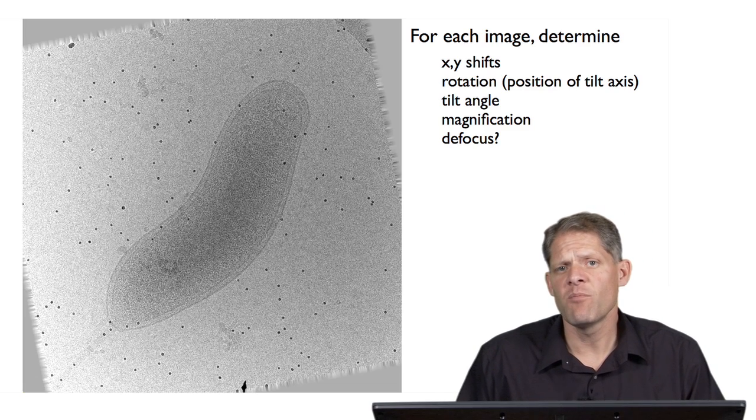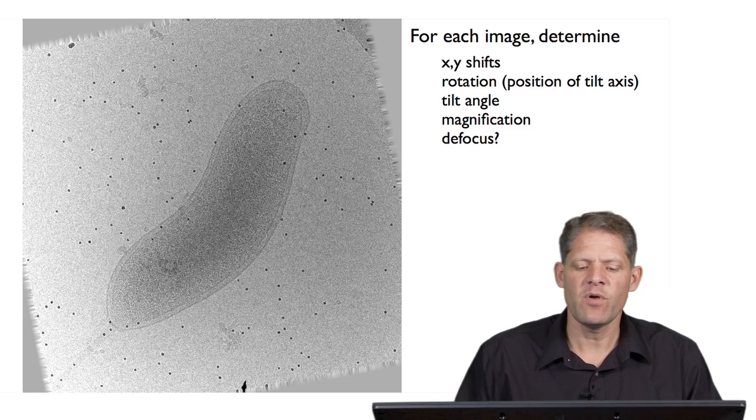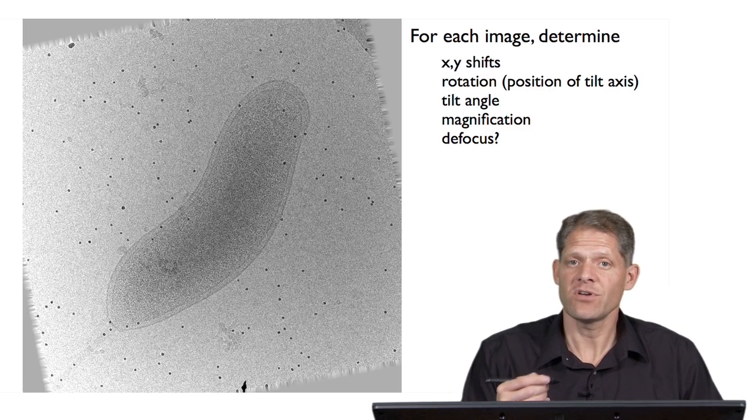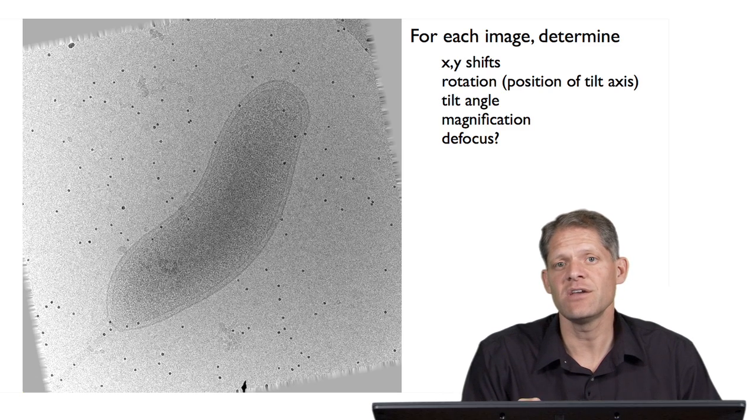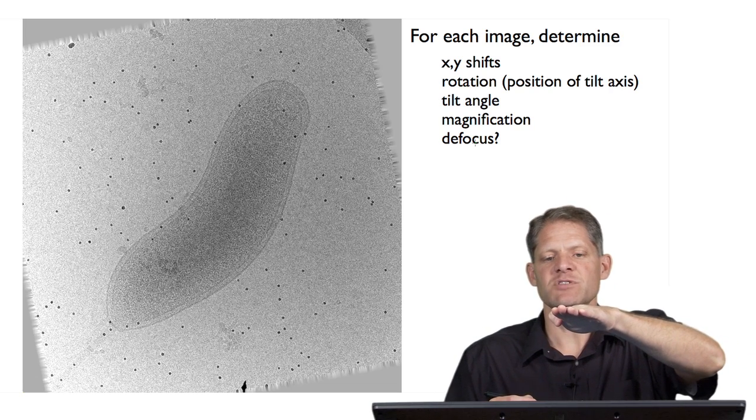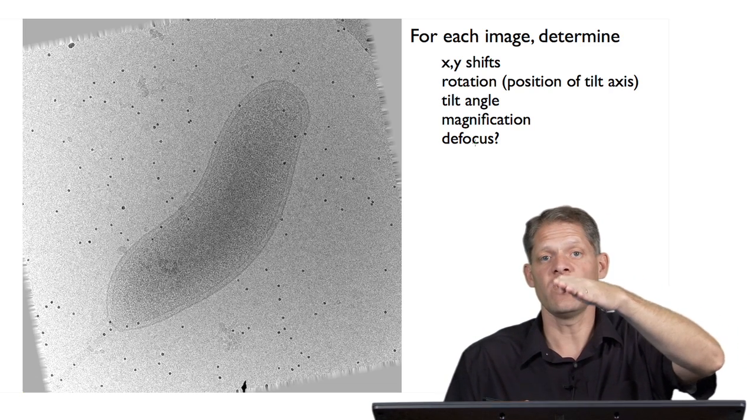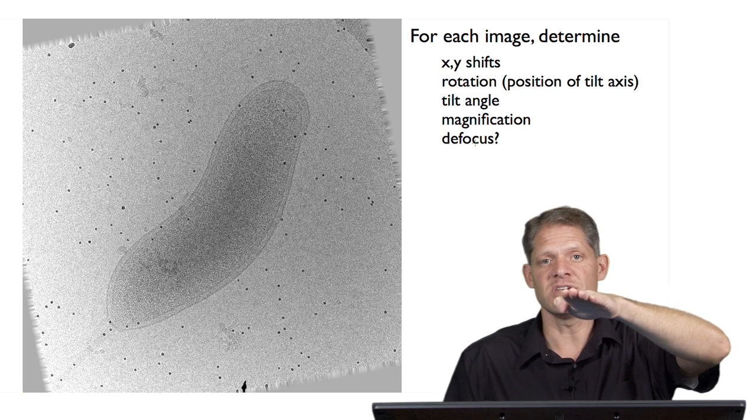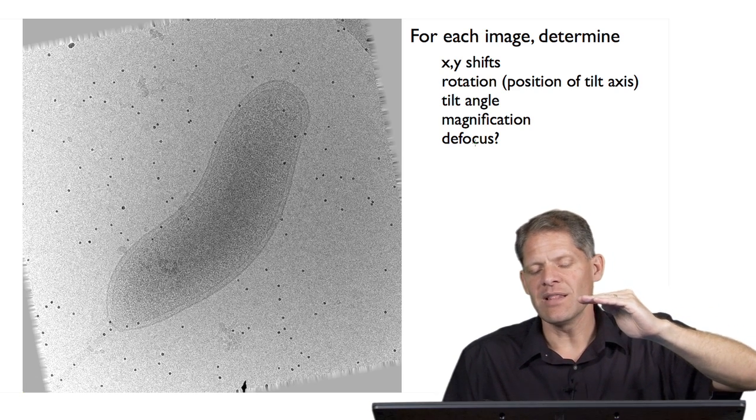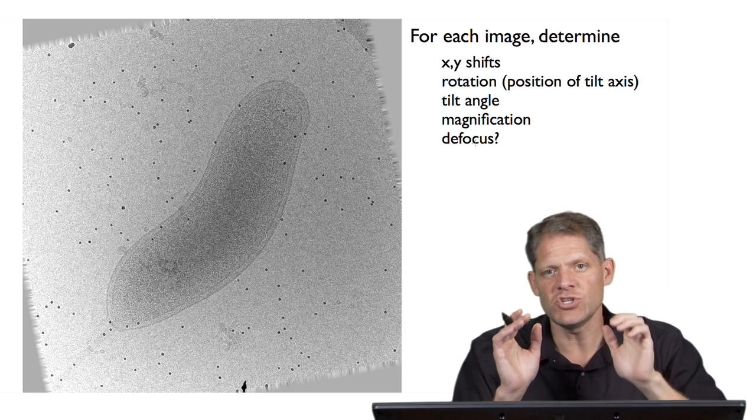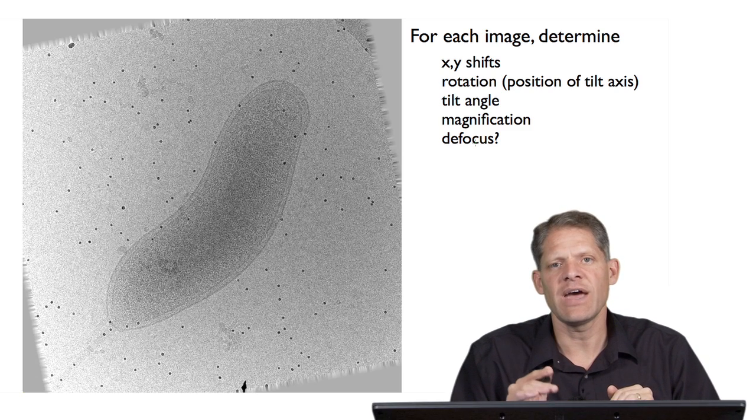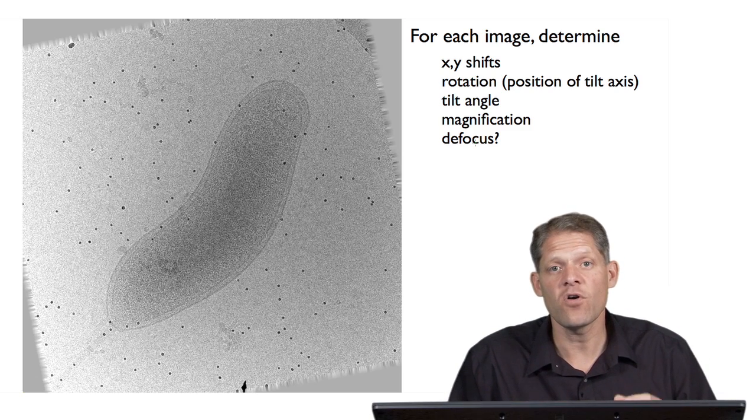Finally, as we'll talk more a little bit later, if we want to correct for the contrast transfer function in our images, then we need to determine the defocus of each image precisely. And again, because the sample is moving actually up and down within the objective lens during the tilt series, unless we adjust the focus just right, each image could have a subtly different focal value.